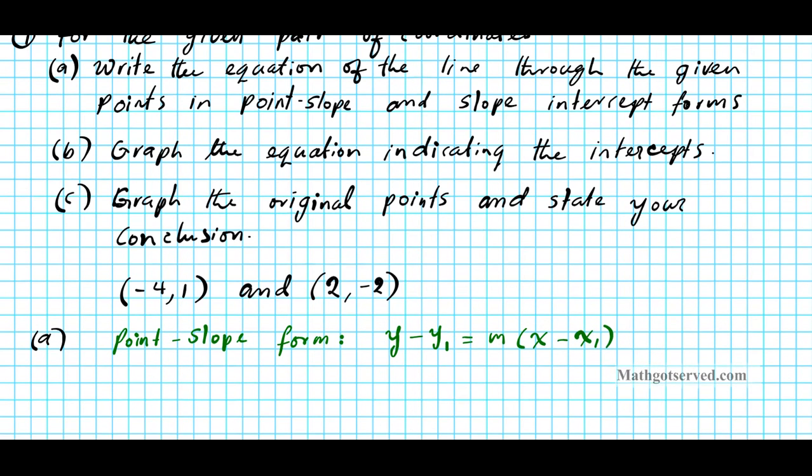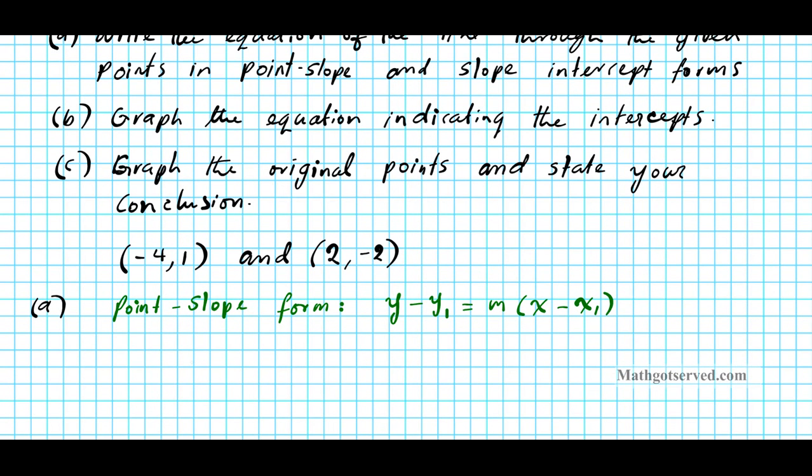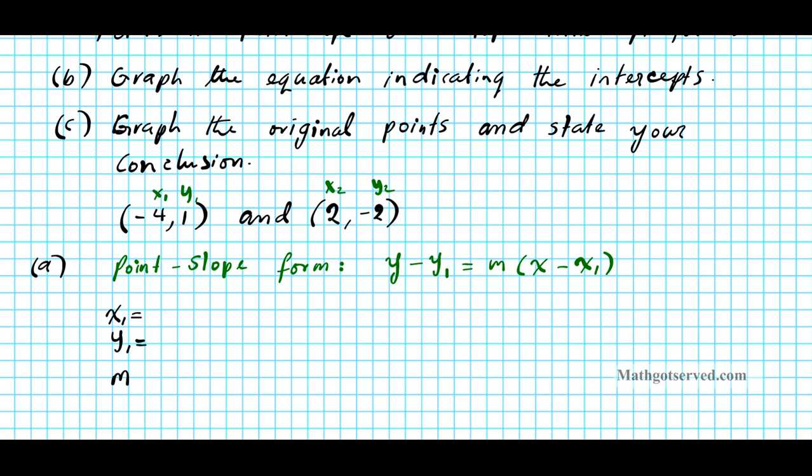Okay? Alright, so in order to use this form, we need 3 pieces of information. We need x1, y1, and we also need m. Okay? So we already know what x1 and y1 are. This is x1 right here. This is y1. And guess what? This is x2 and y2. So we know x1 and y1. x1 is -4 and y1 is 1. But we do not know what m is. We need to find m.